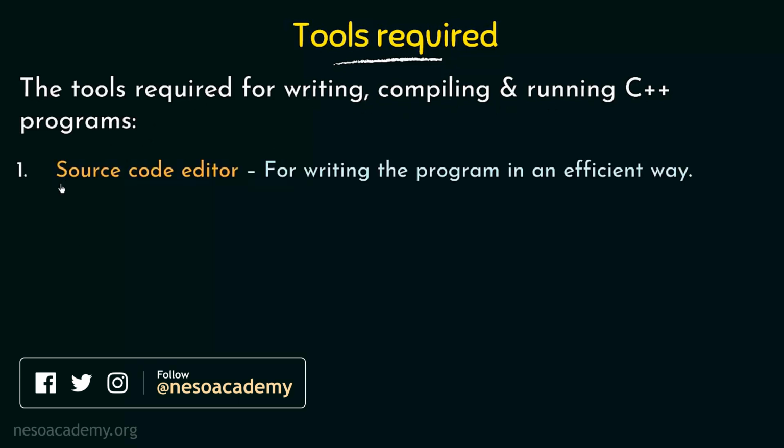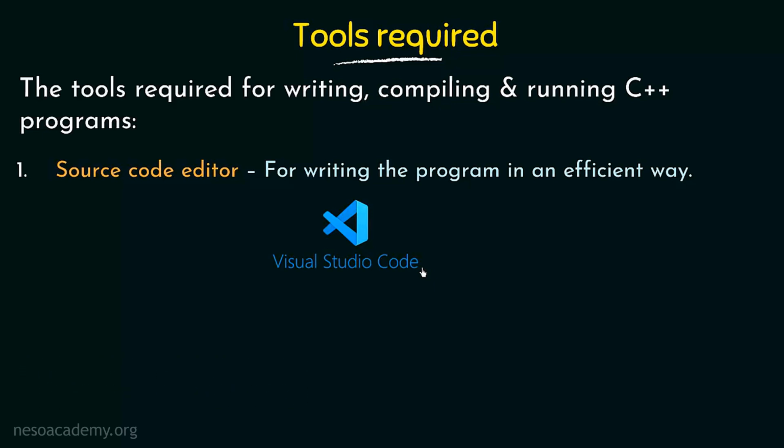First of all, we need a source code editor. What is the use of this? This is for writing the program in an efficient way. For a source code editor, you can use any simple thing like Notepad or Notepad++, but I would recommend using Visual Studio Code. Visual Studio Code is a really powerful source code editor, and it also supports the C++ extension, so it will help us write our code in a proper way. So we are going to use Visual Studio Code for this.